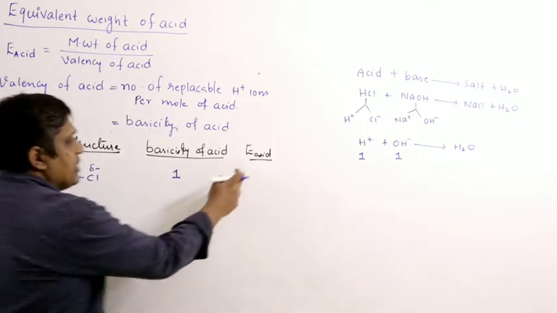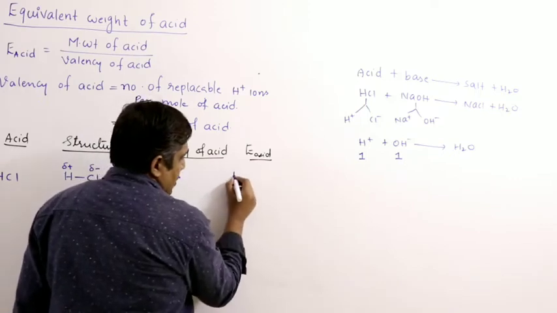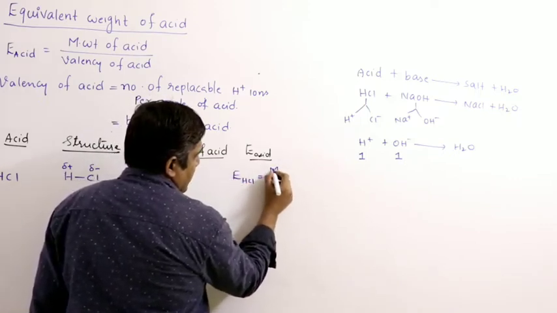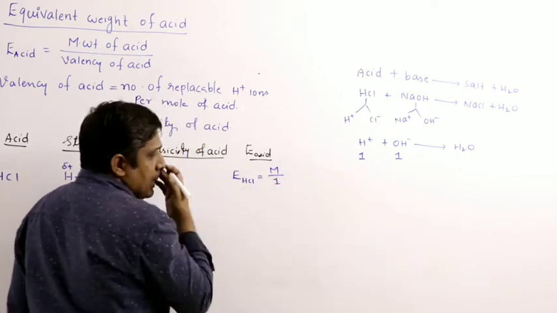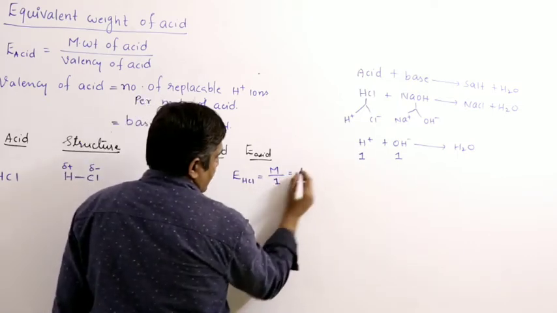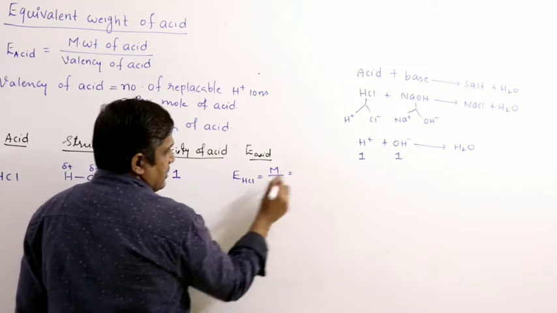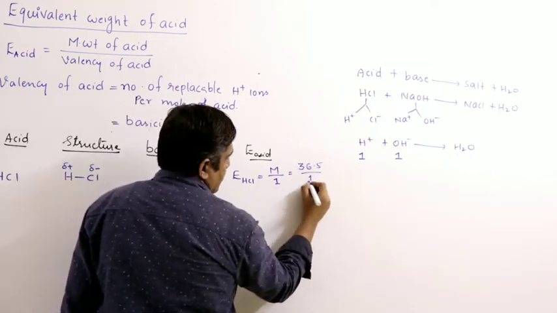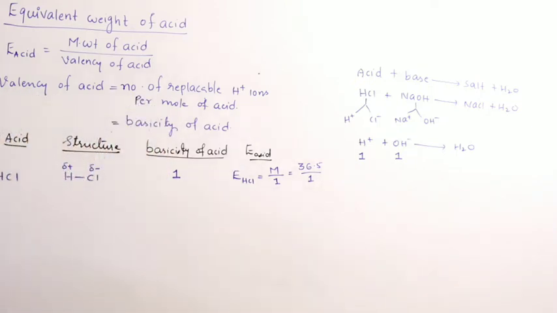Right. Coming to equivalent weight of HCl. So equivalent weight of HCl is molecular weight by basicity of acid. What is the basicity? 1. What is the molecular weight? 35.5 plus 1, that is 36.5 by 1. Let us study one more example, H2SO4.